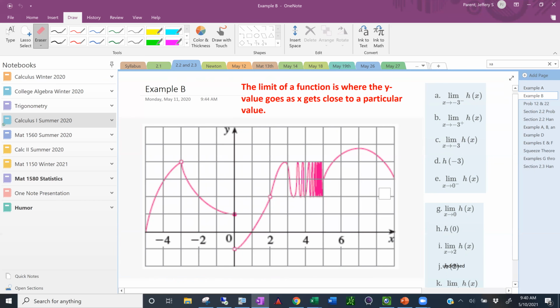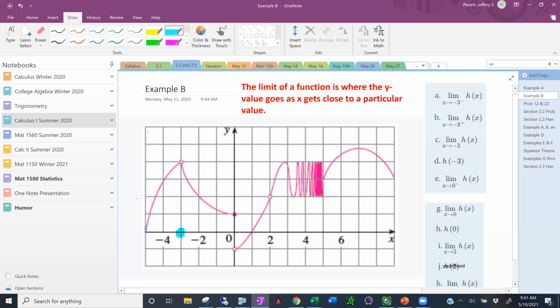Now, limits are what happens to the y value when a value of x gets close to some particular number. In this case, for these first two examples, we're getting close to -3. So let me put that point here on the x-axis. As you get close to -3, what's happening with the function? For part A, am I getting close to -3 from the left or from the right? The left. Yeah, from the left. Thanks, Sarah.